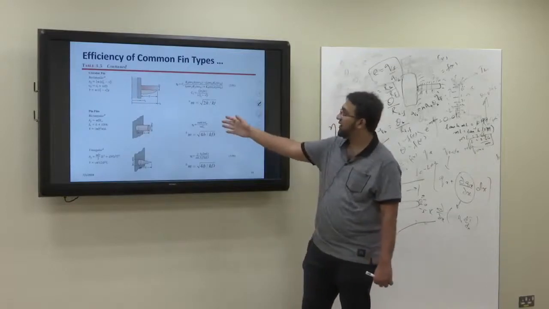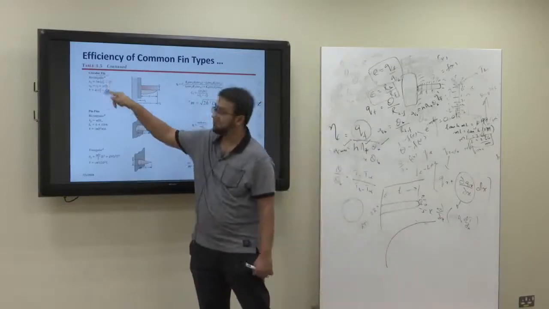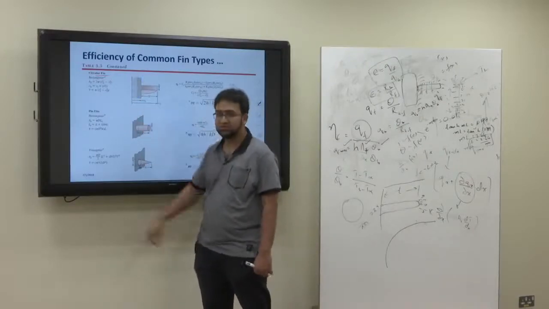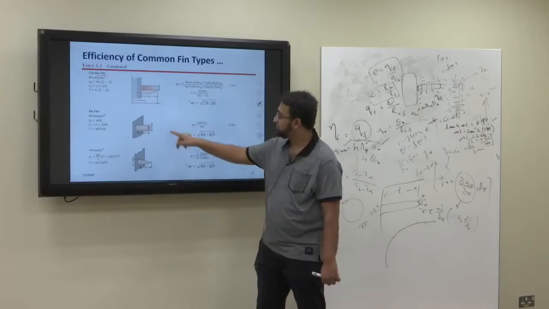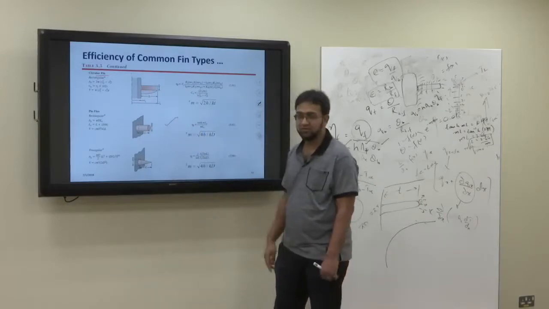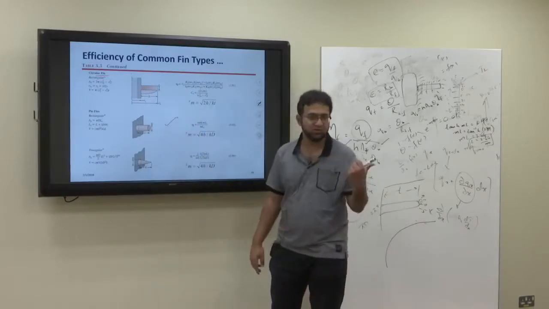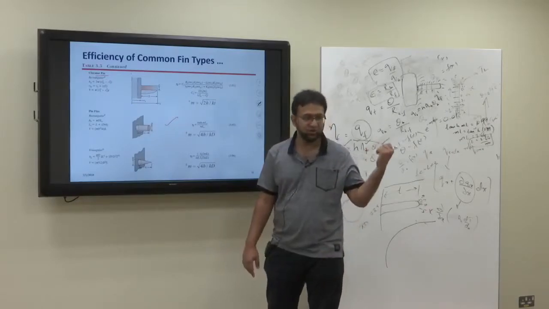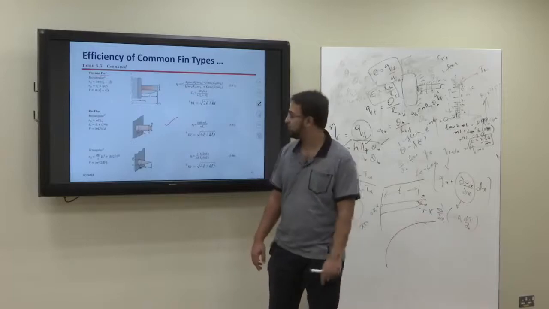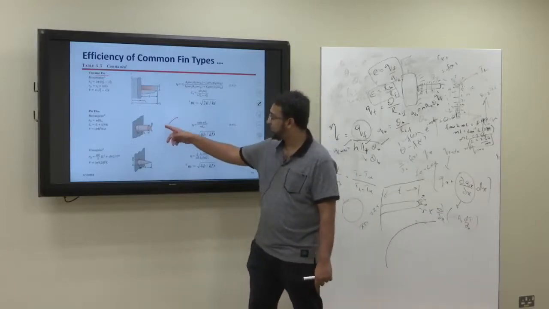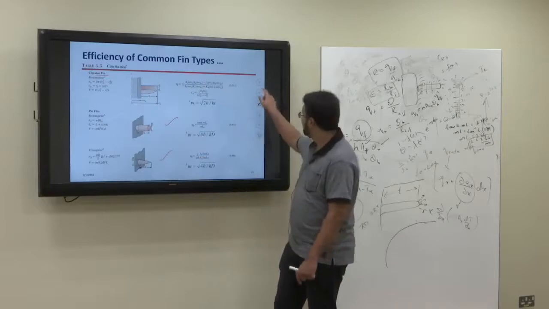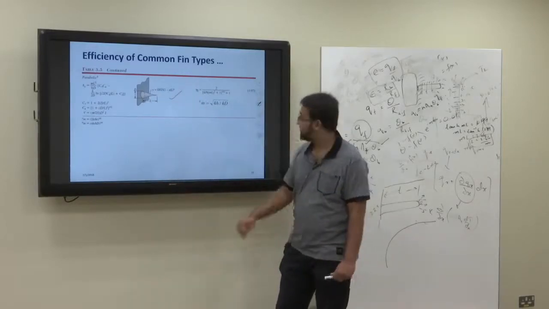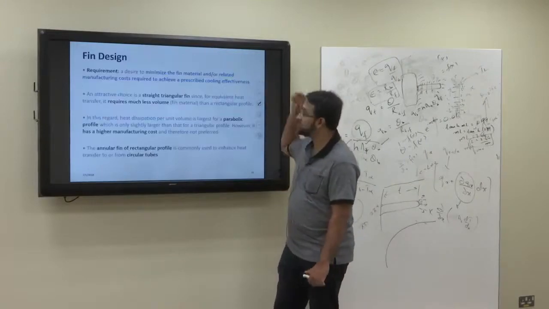Then if you have a circular fin, this is the circular fin, annular fins. It's coming from a radius, from the center of the pipe. Then this is the pin fin. For pin fin you do not have any graph. You have the graph for the straight fin or for the annular fin, but for pin fin you do not have any graph. So for pin fins, whether rectangular, triangular or parabolic, these are the formulas through which you can find out the efficiencies.